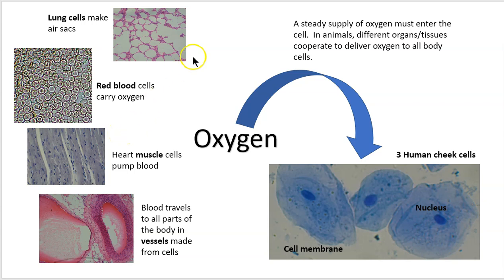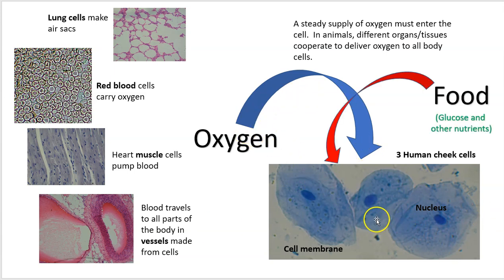So what we've got is the cooperation of four kinds of cells here. Lung cells make air sacs, red blood cells carry oxygen, heart muscle cells pump the blood, and the blood travels to all parts of the body in vessels made from cells. So here's a cross section of the artery and the vein. All of these kinds of cells are cooperating so that every body cell gets a constant supply of oxygen.